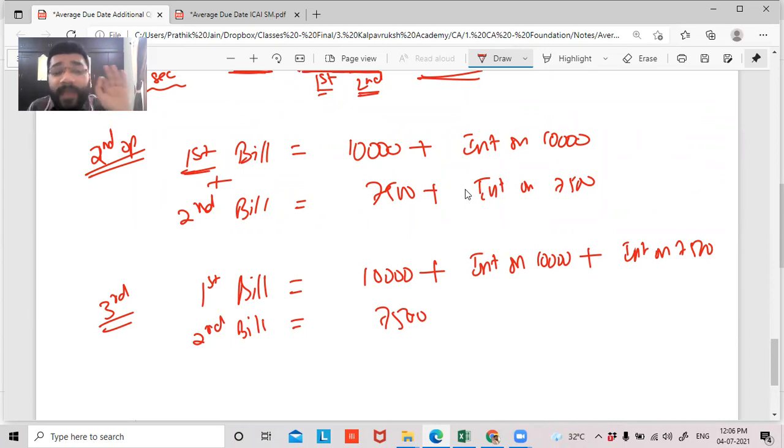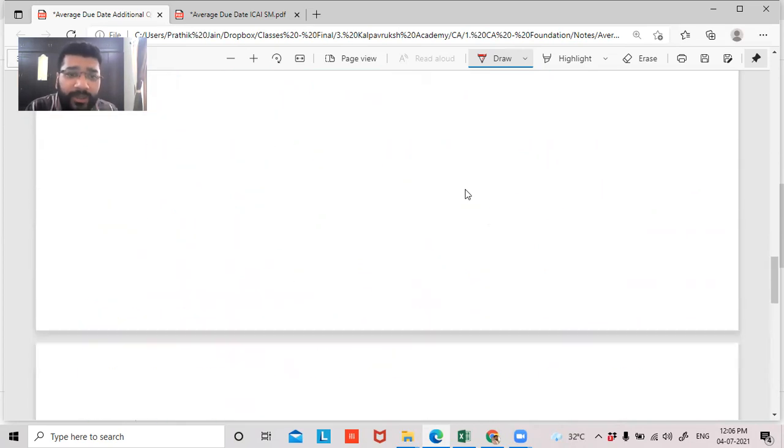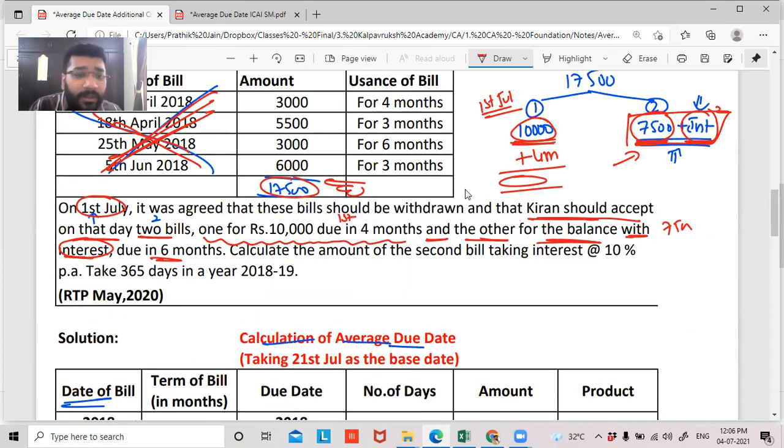So be prepared, guys. We have to 100% understand the language of the question, and depending on that, we have to calculate the answer. What is the requirement of the question, guys? If you see the requirement of the question, calculate the amount of the second bill, because second bill, guys, you know the balance, but you don't know the interest. So how can you get the amount of second bill? Amount of second bill is 7,500 plus interest is equal to amount. So without calculating interest, you cannot get the amount. That is why you calculated interest.